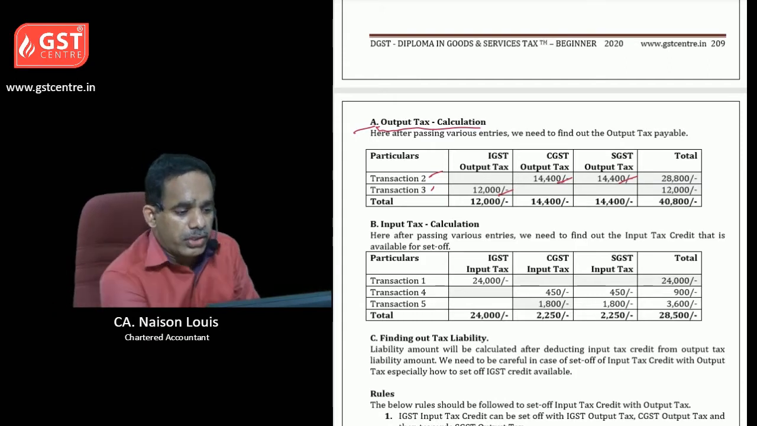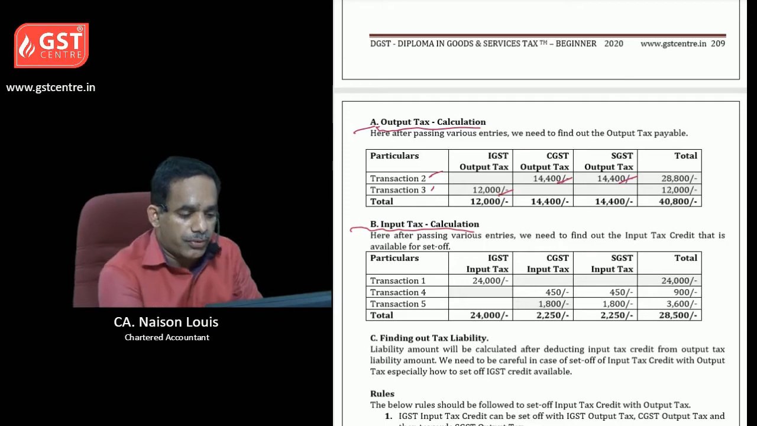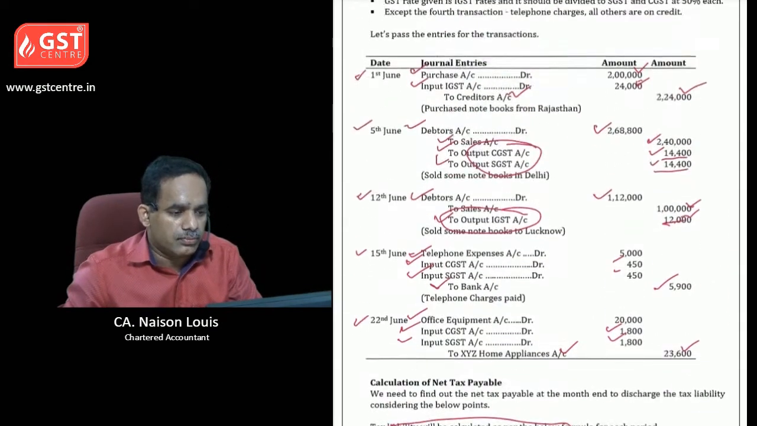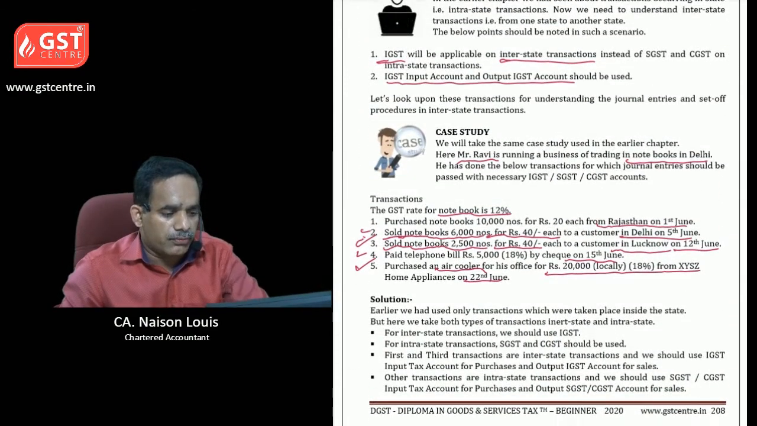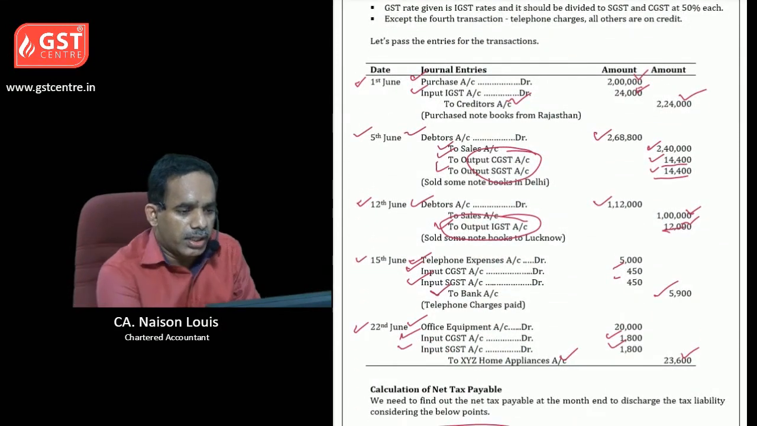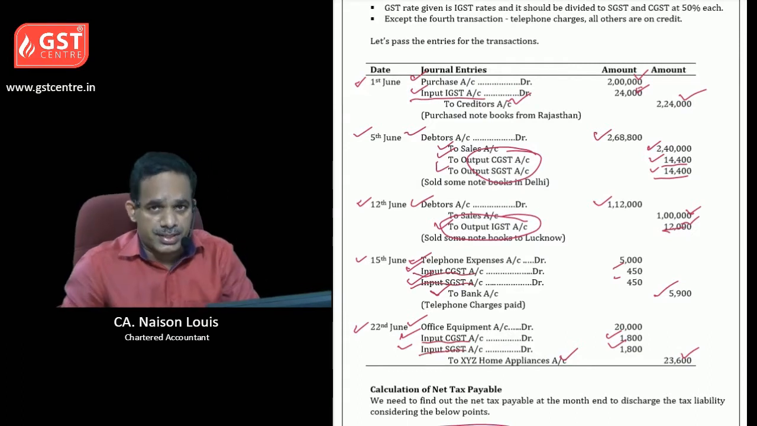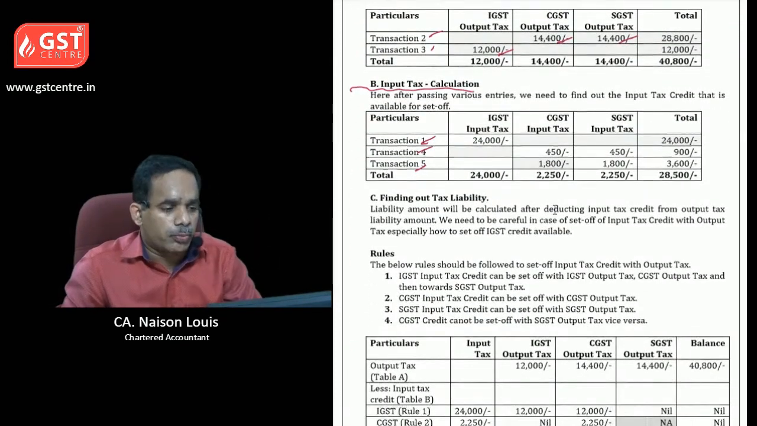Then coming to table B, input tax calculation, we have to analyze 1, 4 and 5. Clear? So here we want to analyze 1, 4, 5. So here we need to calculate input IGST, then input CGST and input SGST. Clear? So that we will pick up just what we have done for output tax.